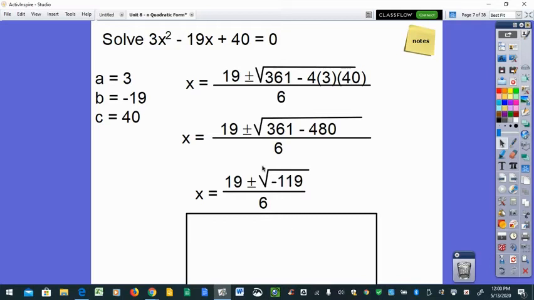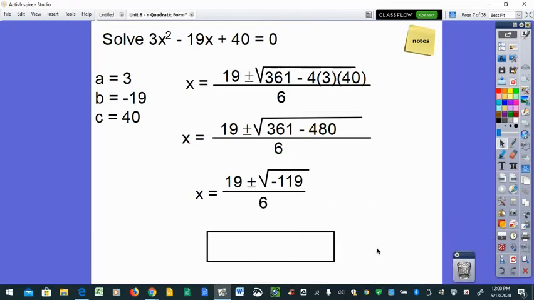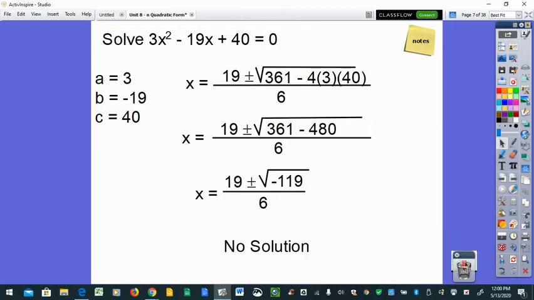When you end up with a square root of a negative, that means that this parabola, which is opening up, is not going to hit the x-axis. So there are no solutions. There are no x-intercepts, and there are no roots.